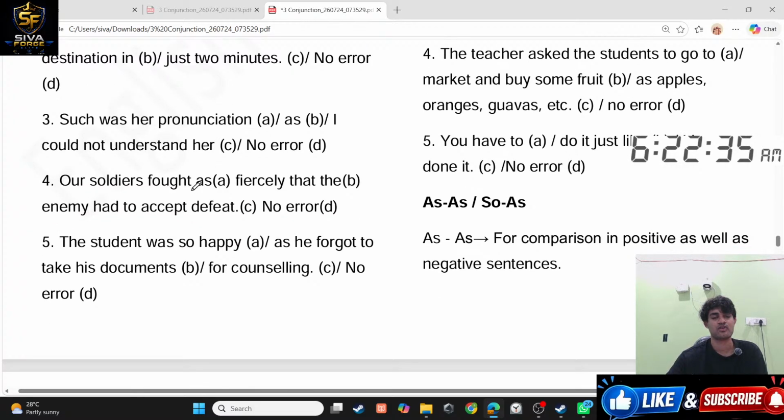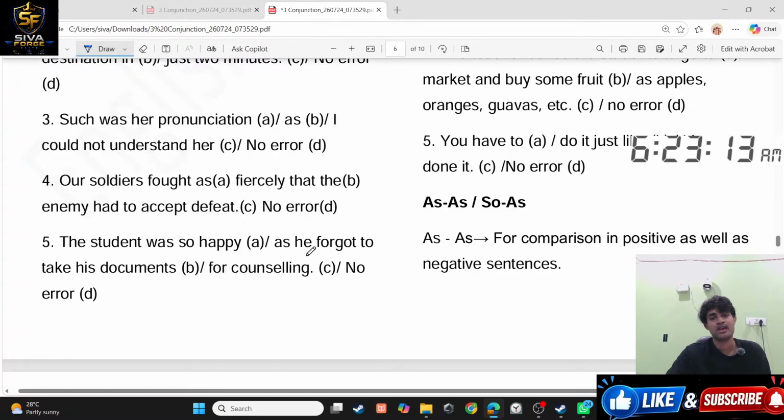Our soldiers fought so fiercely. So that and such that give the result, and so that gives the purpose and conclusion. So that tells the purpose, bro. Yeah, why am I forgetting it? So that tells purpose, such that tells result.